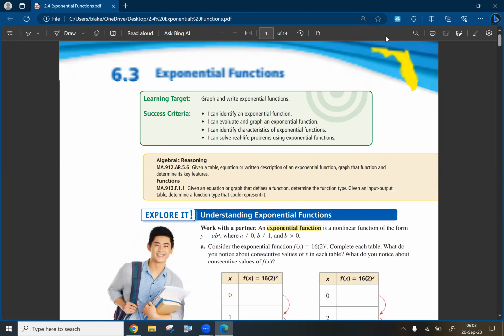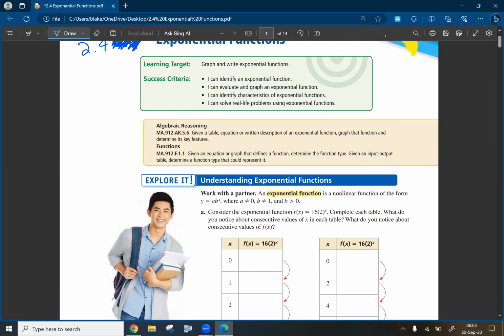We're going to be doing our 2.4 exponential functions. As you know, I've had to scour around to find notes from other textbooks on this, as we don't have our own textbook. So here we go. 2.4, you'll never know the difference. Okay, very nice. All right, so exponential functions.